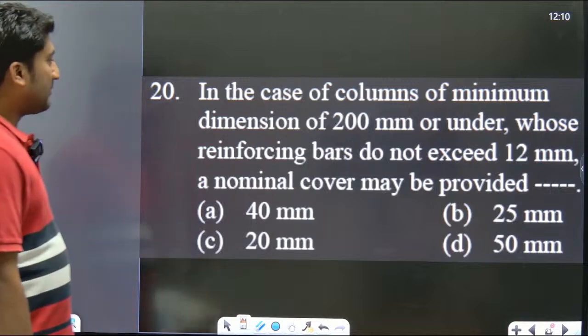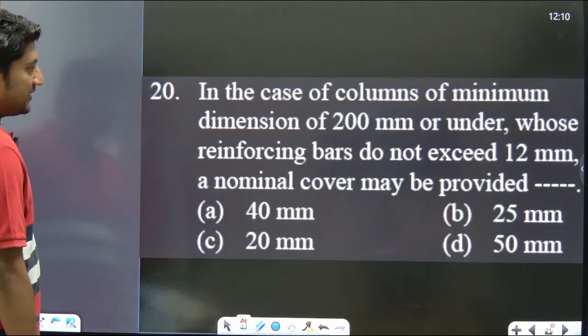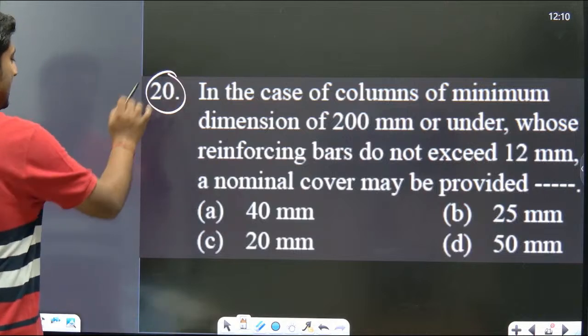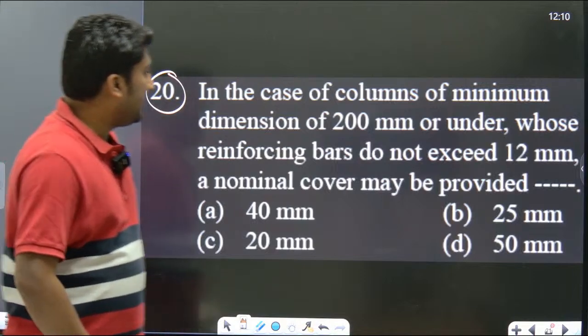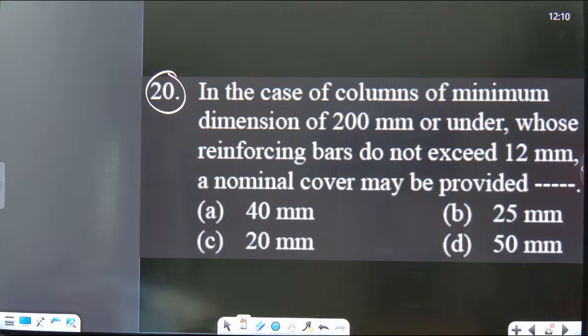In the case of a column of minimum dimension of 200 mm or under, whose reinforcing bar does not exceed 12 mm, a nominal cover may be provided. So very important question. How much is the nominal cover that you provide in this case when the diameter is not more than 12 mm? So again a very good question.